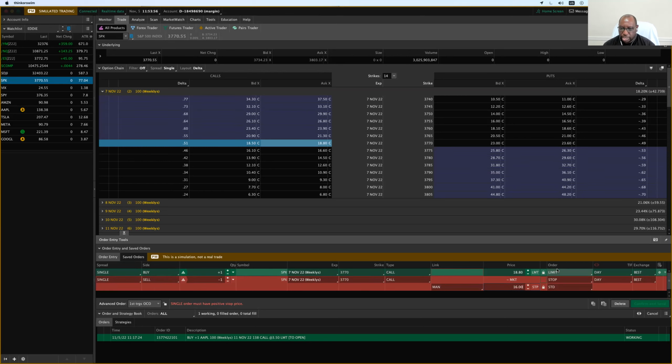Does anybody understand how we calculated that? 18.8 minus 16 is 2.8, right? And we know that $1 in premium is equivalent to $100 in real money. So $2.80 is actually $280.